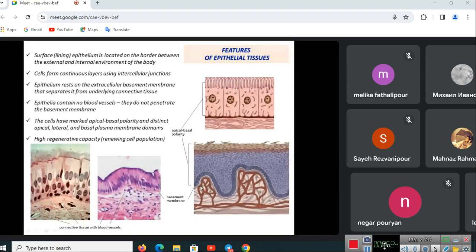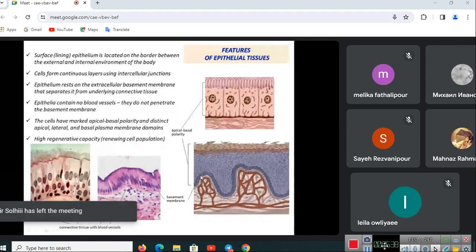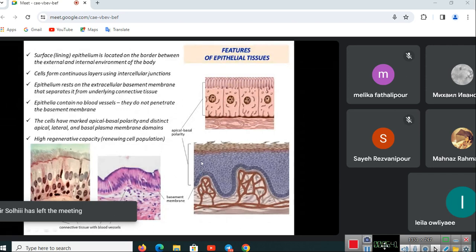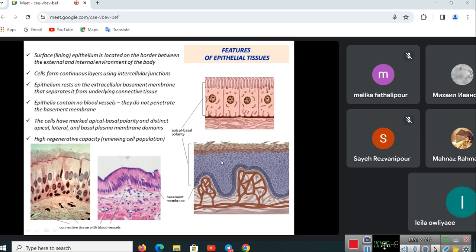These substances, like oxygen and nutrients, go from blood vessels to surrounding loose connective tissue first via diffusion process, and then also via diffusion they pass through basement membrane towards the epithelial cells. So epithelium gets oxygen and nutrition via diffusion from underlying blood vessels in connective tissue.